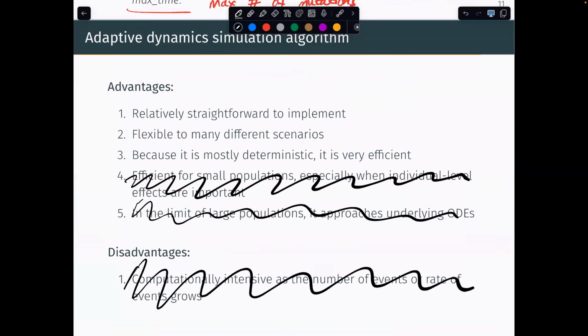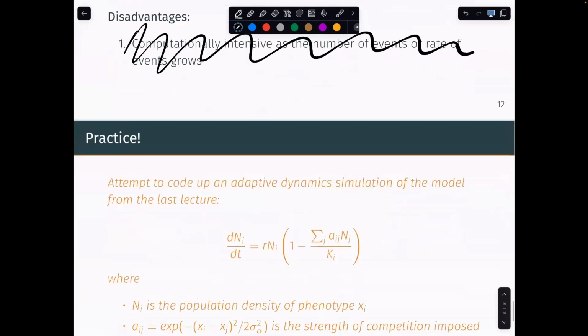This, because it's mostly deterministic, is very efficient. In terms of disadvantages, it doesn't really account for some of those individual-level heterogeneities that we might care about in a simulation. That's why your Gillespie algorithm might be more valuable. It might not be very good if you have a lot of heterogeneity, because then you've potentially got lots and lots of ODEs to solve, which can slow things down. But those are the main disadvantages. Okay.